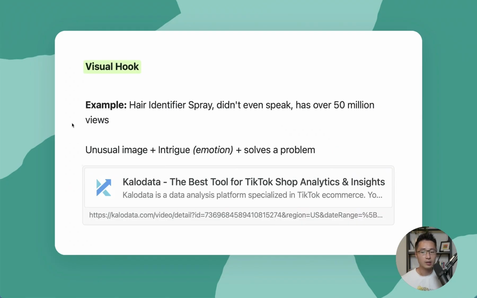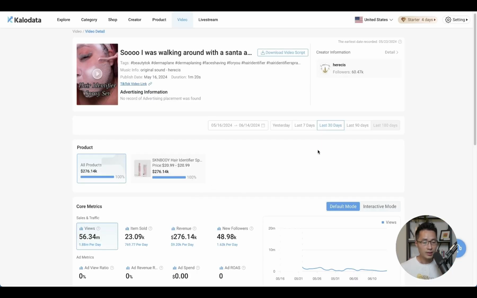Next, let's take a look at another example of a visual hook, because this is an amazing example of a visual hook because this creator didn't even speak in the video and it has over 50 million views. This creator utilized an unusual image plus intrigue, and it's also a product that solves a problem. So as you can see here, in the last 30 days, this video has gotten over 56 million views and generated over $276,000 in revenue.